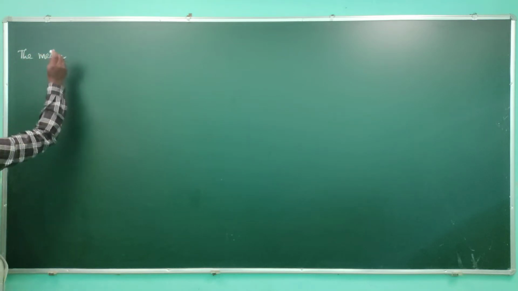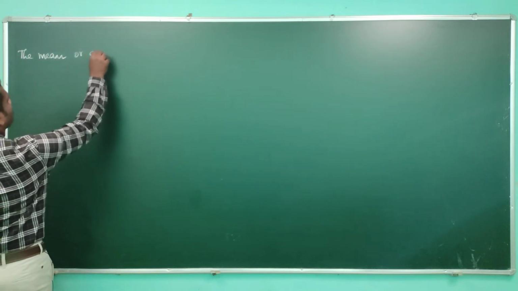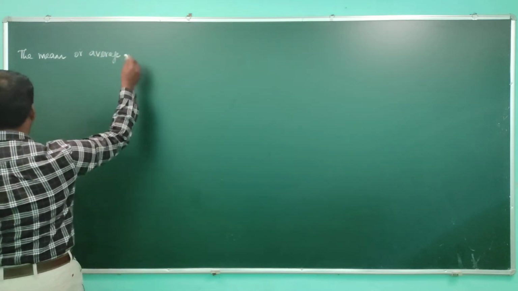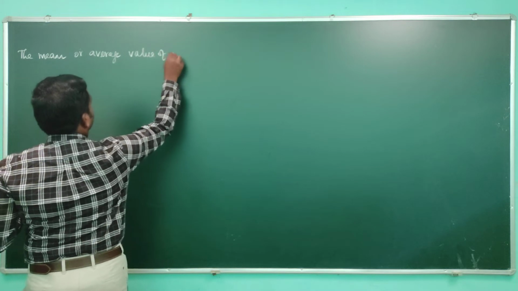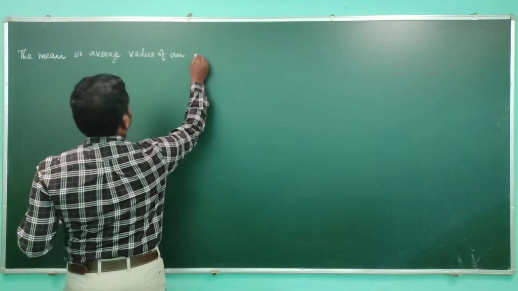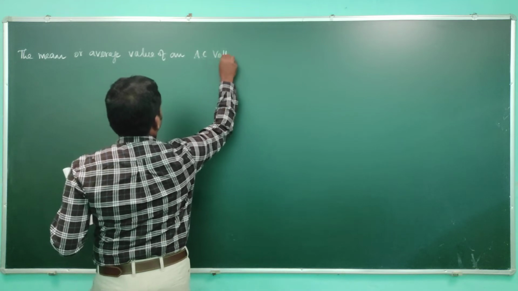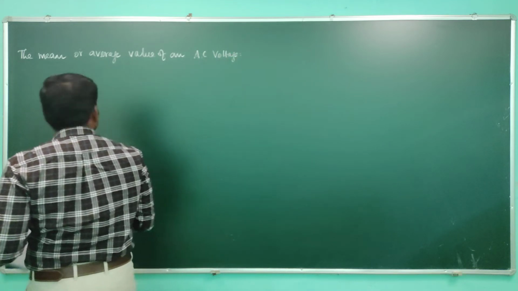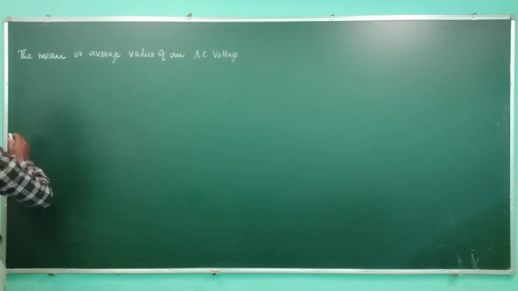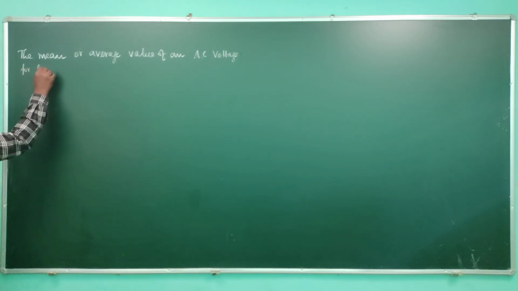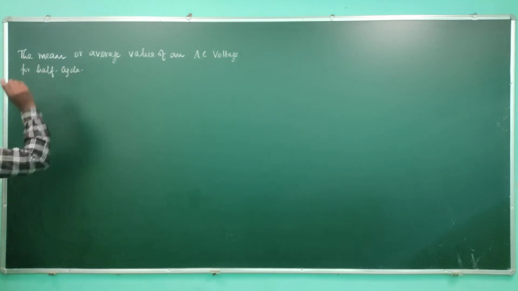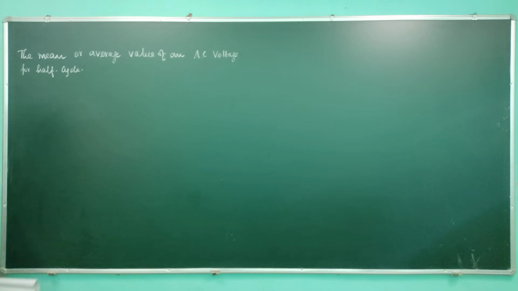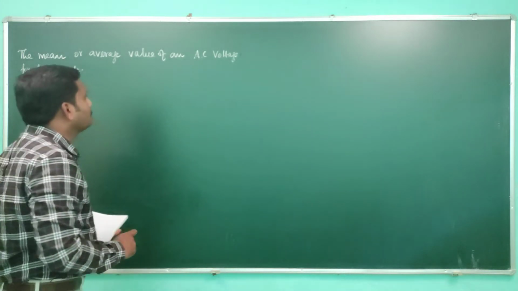First one, the mean or average value of an AC voltage for half cycle. So here you can refer to the previous video.